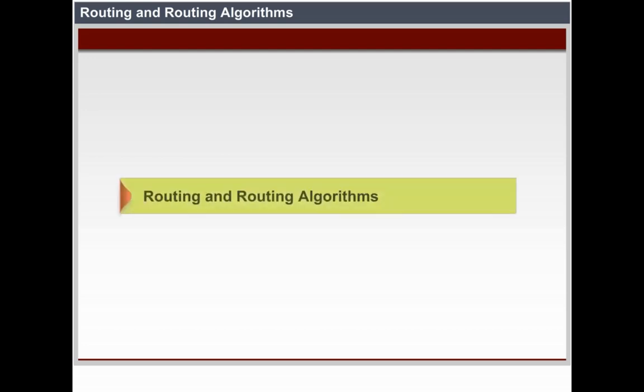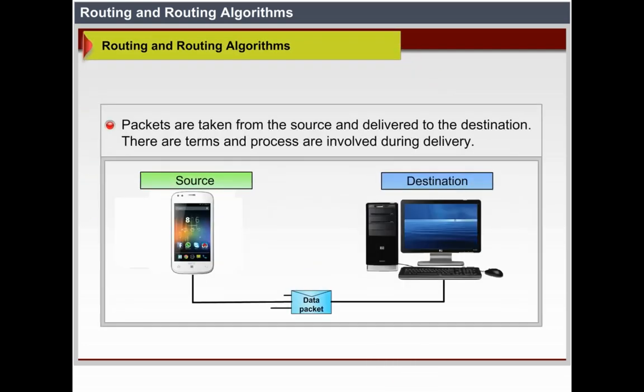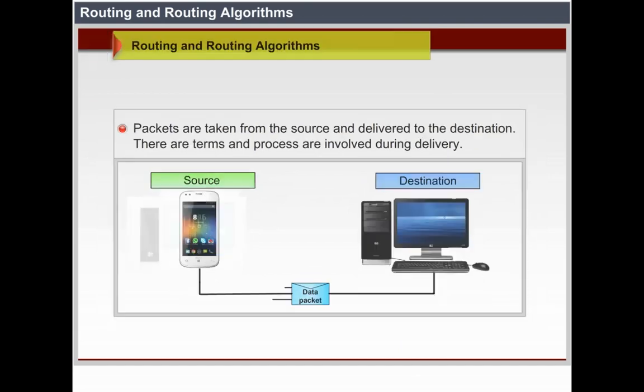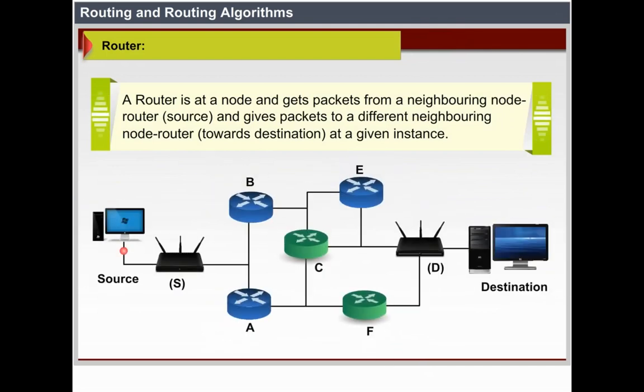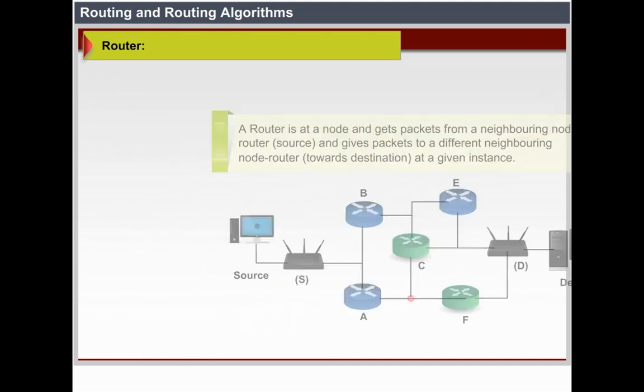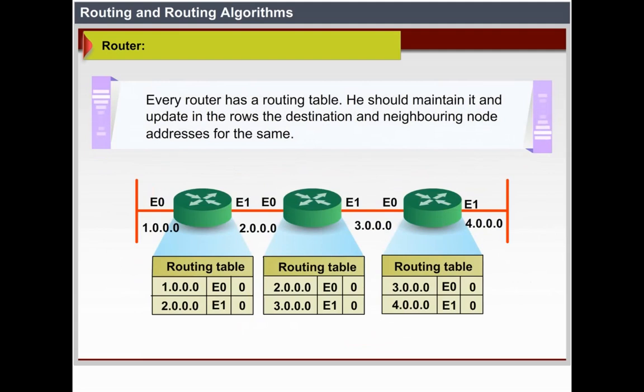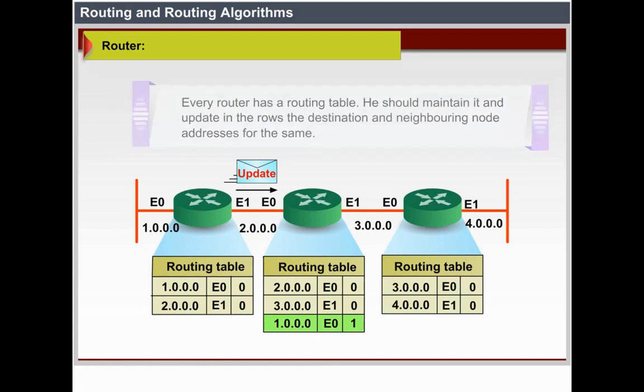Routing algorithms. Router. Terms and process involved in sending packets from a source to a destination. A router is at a node and receives packets from a neighboring node router source and forwards packets to another neighboring node router towards destination at a given instance. Each router maintains a routing table. Table must maintain an update in the rows, the destination and neighboring node addresses for that destination.